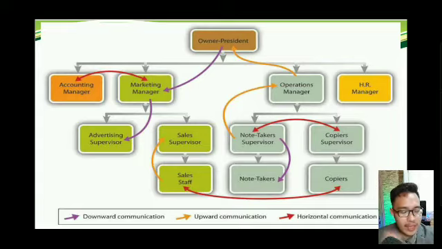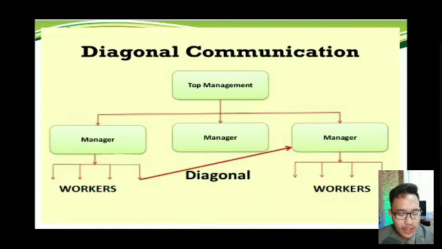The next one here is the diagonal communication, wherein in the diagram the workers communicate with the manager. They didn't communicate with their direct manager. However, they communicated with the manager from the other department. So remember the things like affecting the relationship or losing the trust in the work environment because of this kind of diagonal communication. Remember that diagonal communication is only applicable to flat organizations, as I discussed earlier.